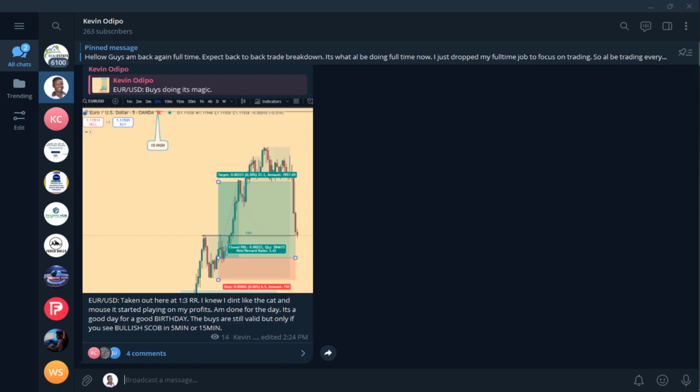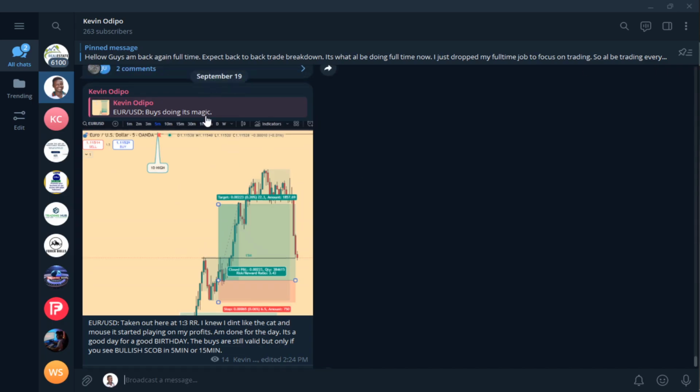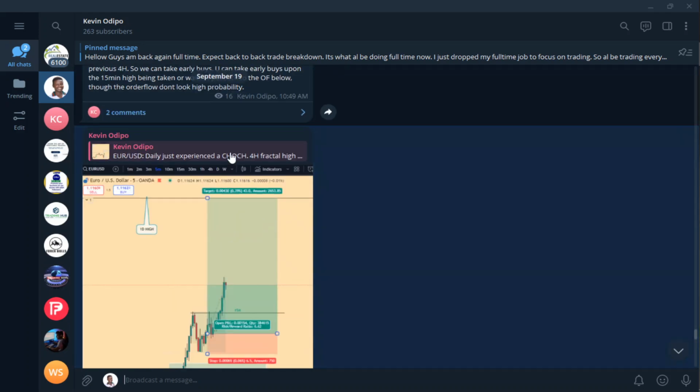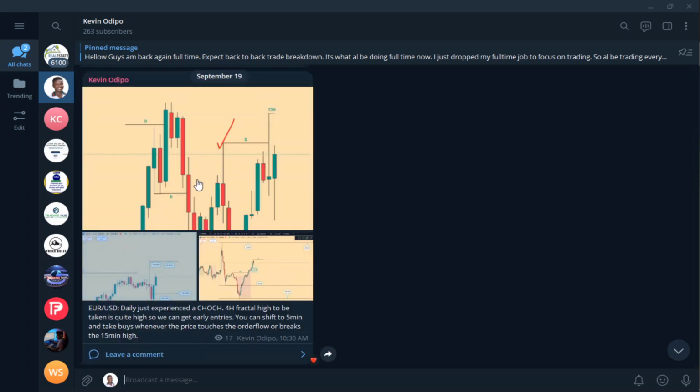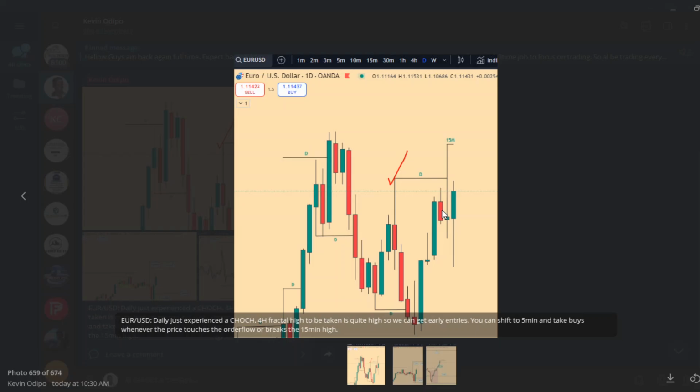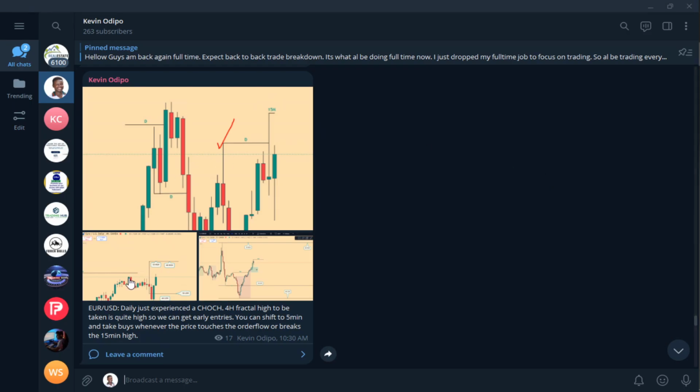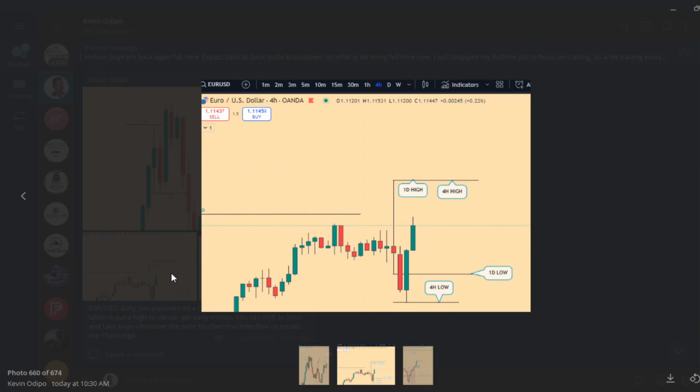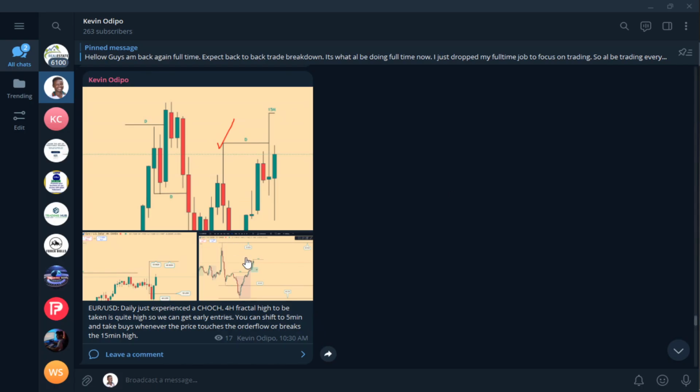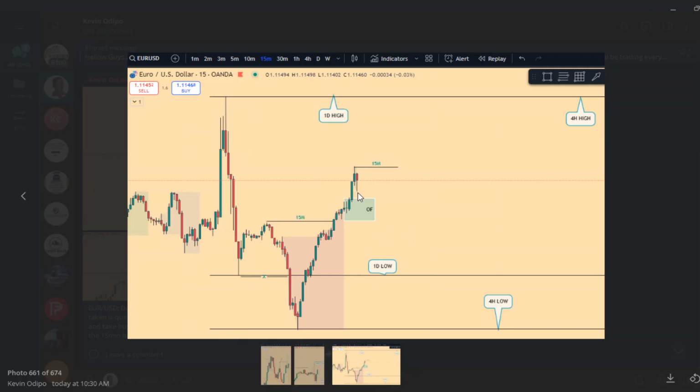So this trade, this is how I explained it. This was the process. Whatever I just explained to you is this. This is how it all started. Just before session open, I marked everything like this. Marked everything, order flow here, waiting for the 15 minutes to break.